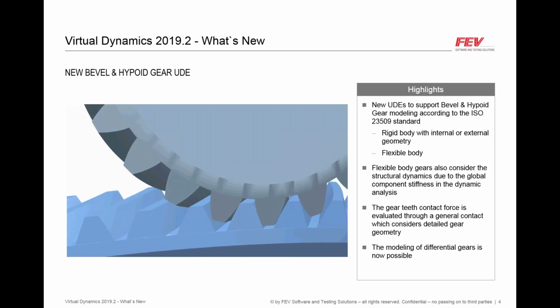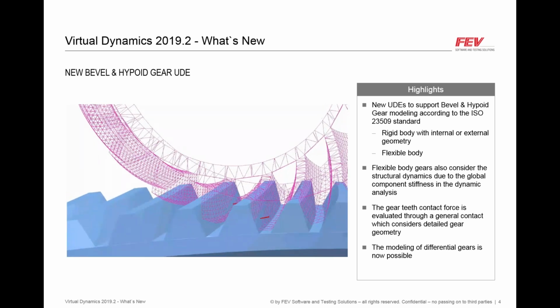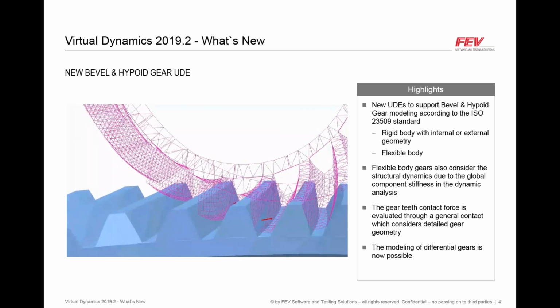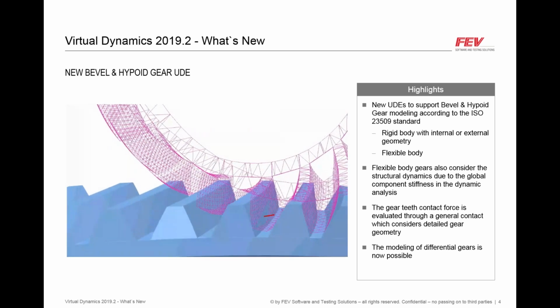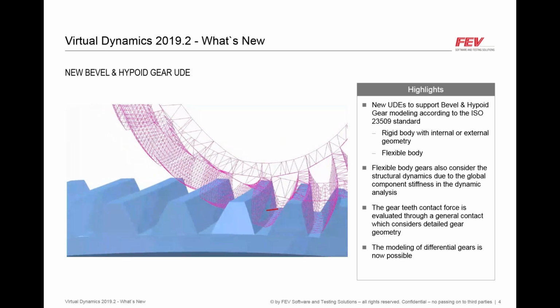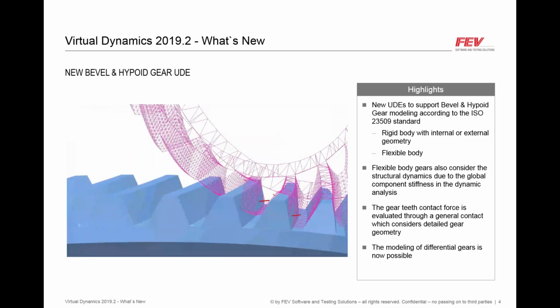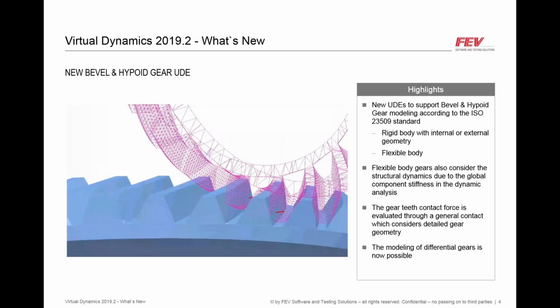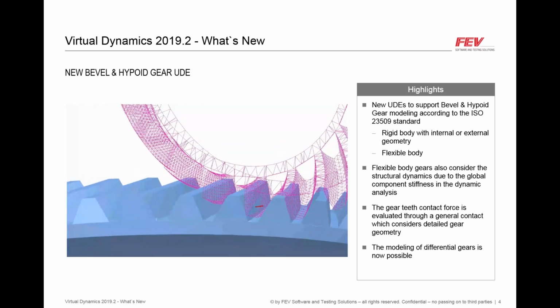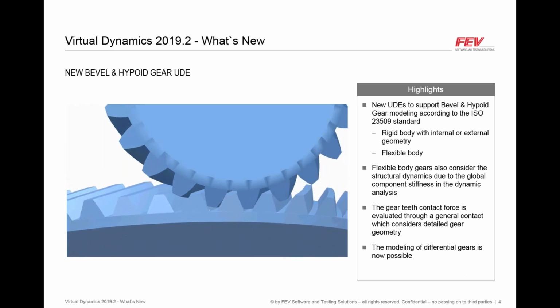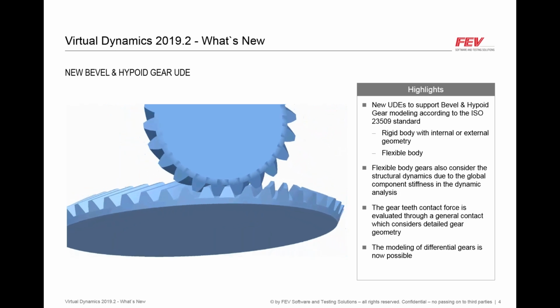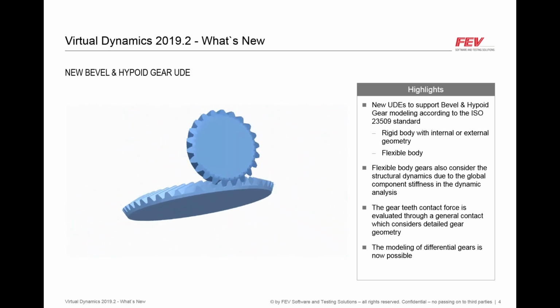Here you can see an animation of a sample simulation, where you can also see the contact force arrows as well as the contact area between 2 bevel gears. The gear teeth contact force is evaluated through a general contact, which considers detailed gear geometry.